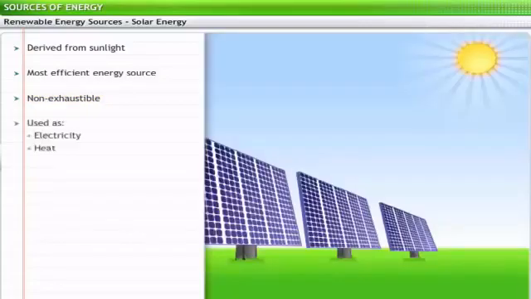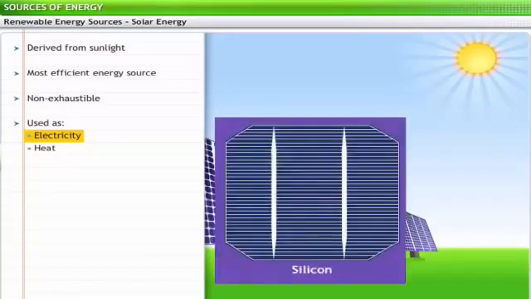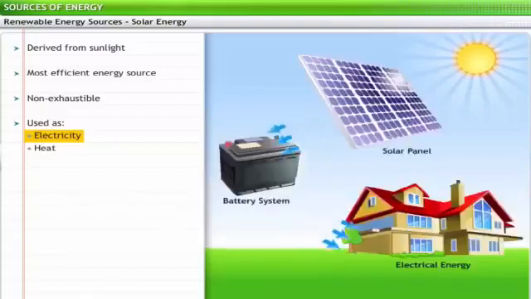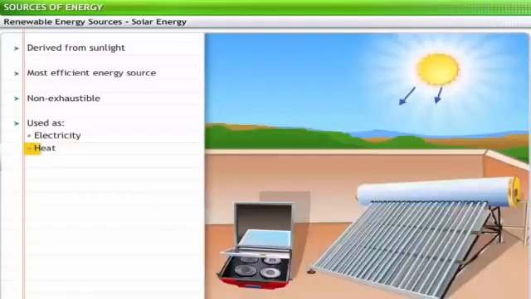We use solar energy in two ways. Converting sunlight into electricity: solar cells, also known as photovoltaic cells, use silicon to capture sunlight and transform it into electrical energy. As heat: devices such as solar cookers or water heaters use reflectors and radiation-absorbing surfaces to trap solar heat.